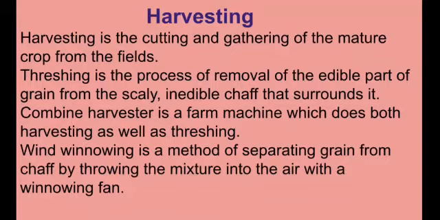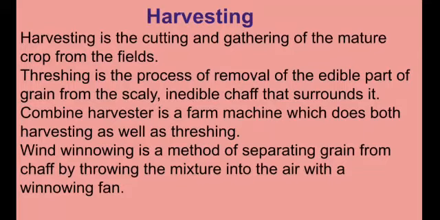When we do the harvesting, after harvesting we need to do the threshing. What is threshing? Threshing is the process of removal of the edible part of the grain from the scaly inedible chaff that surrounds it. Then after threshing we need to do the winnowing. Okay, but before winnowing we can do one thing. We can do it manually, which is a very time-taking process. With the sickle we can cut the crop. And the thresher machine is also there: after cutting, after harvesting, we can separate the grains from the chaff with the help of the thresher.